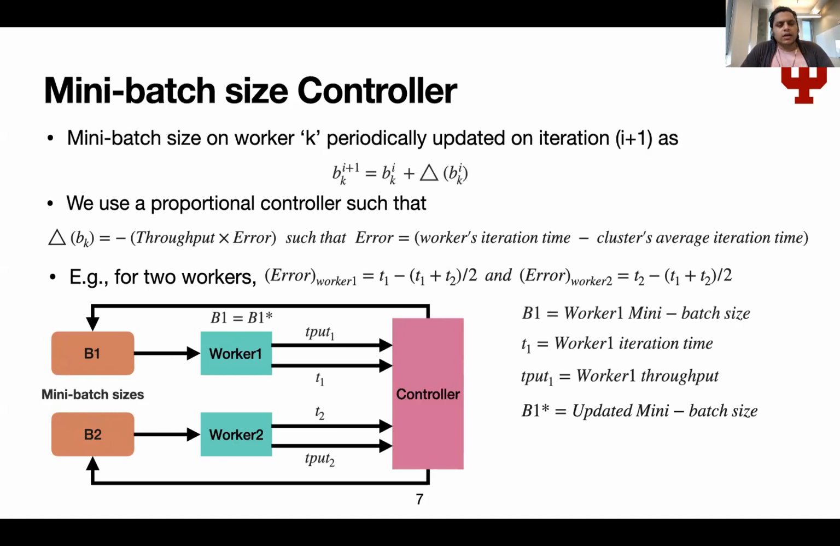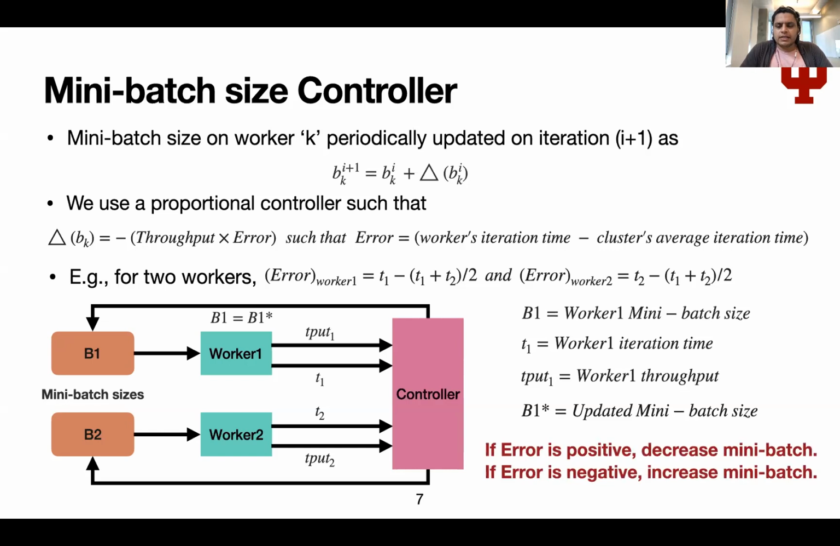Each worker starts off with an initial mini batch, which is B1 for worker 1. The workers send their iteration time and their throughput to the controller, and the controller collects all these values from all the workers and updates the batch size of each worker correspondingly.